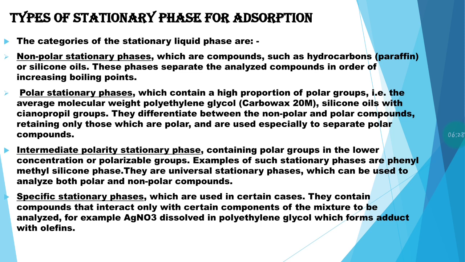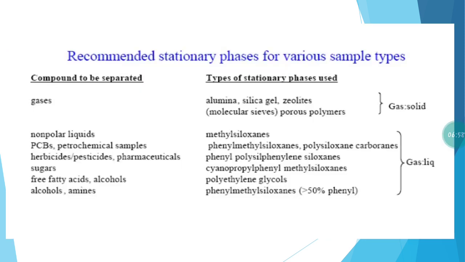polar compounds. Intermediate polar stationary phases contain polar or polarizing groups in lower concentration. An example of such a stationary phase is phenyl methyl silicone phase. They are universal stationary phases which can be used to analyze both polar and non-polar compounds. Now, specific stationary phases are used in certain cases. They contain compounds that interact only with a certain compound in the mixture to be analyzed. For example, AgNO3 dissolved in polyethylene glycol, which forms an adduct with olefins.